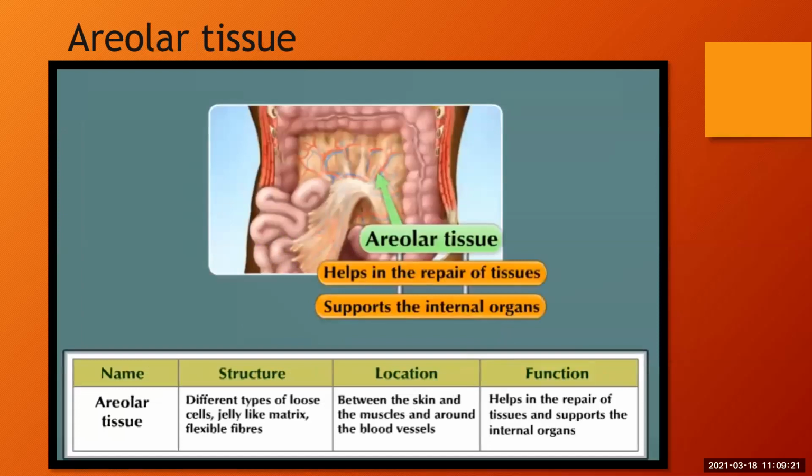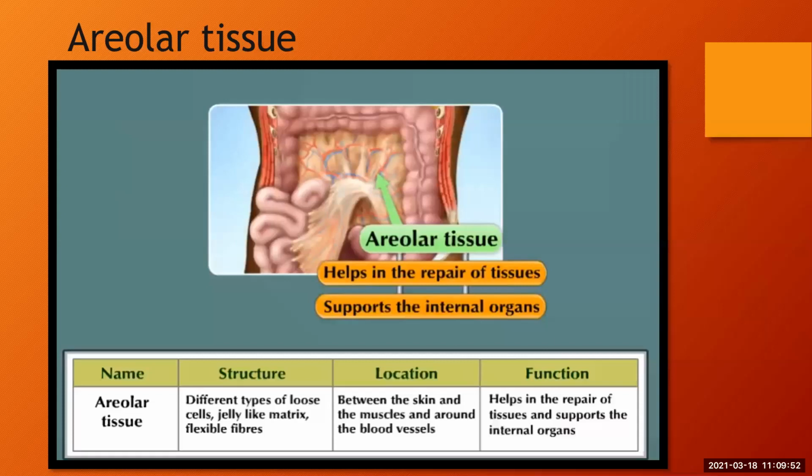The next one is areolar tissue. The structure of it is different types of loose cells, jelly-like matrix and flexible fibers. Location is between the skin and the muscles and around the blood vessels. As we can see in the picture, it is present between the skin and the muscles and around the blood vessels, and it helps in the repair of tissues and supports the internal organs.